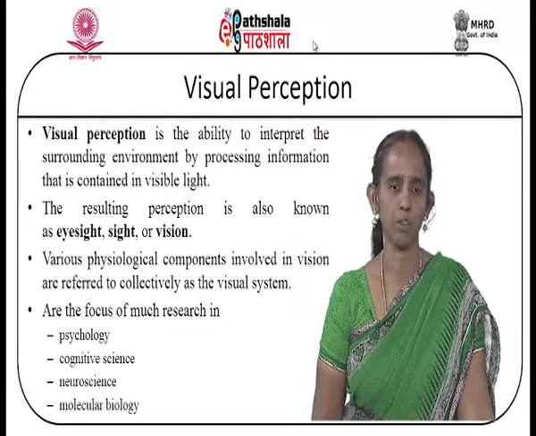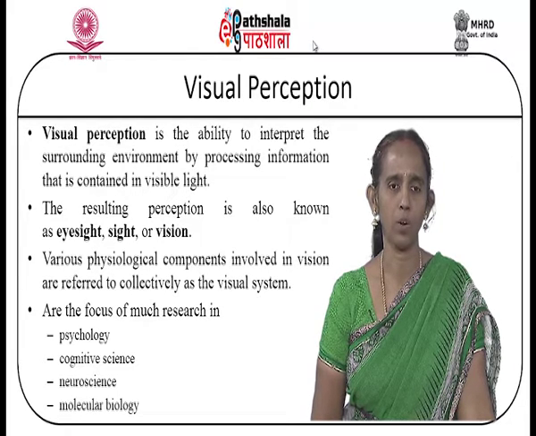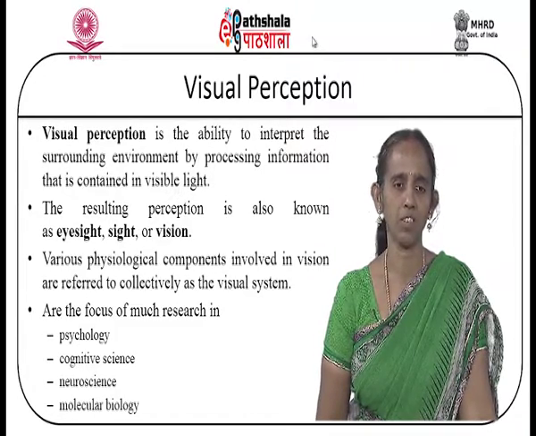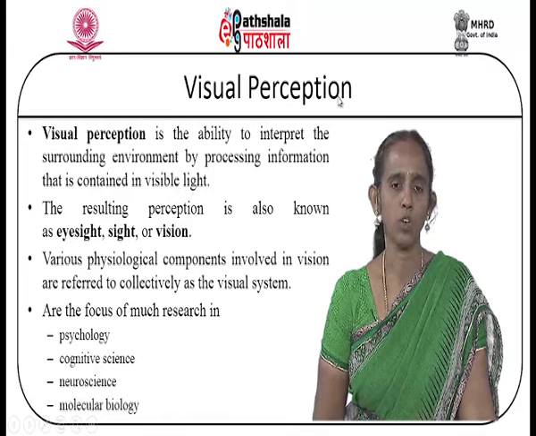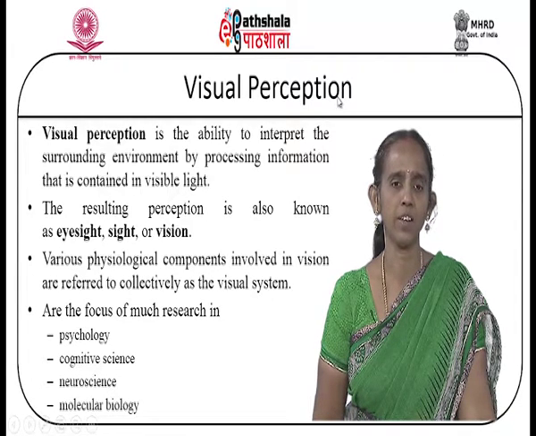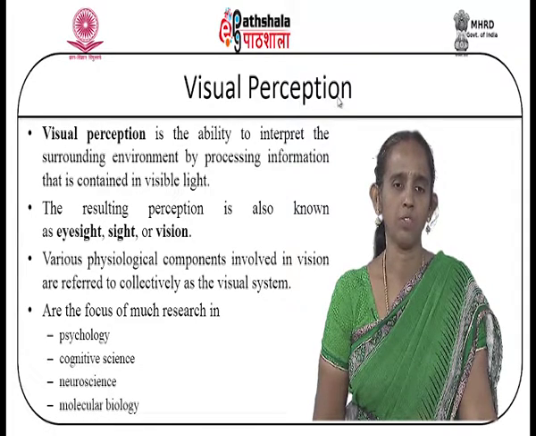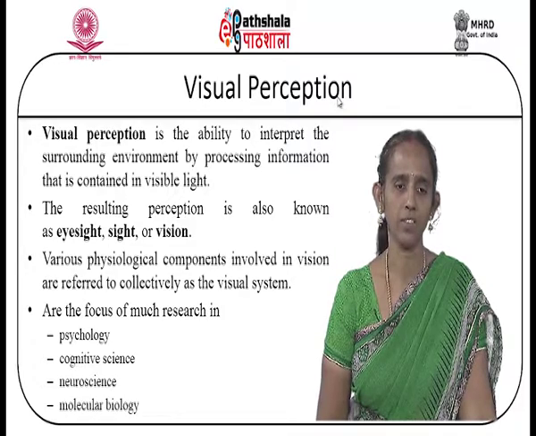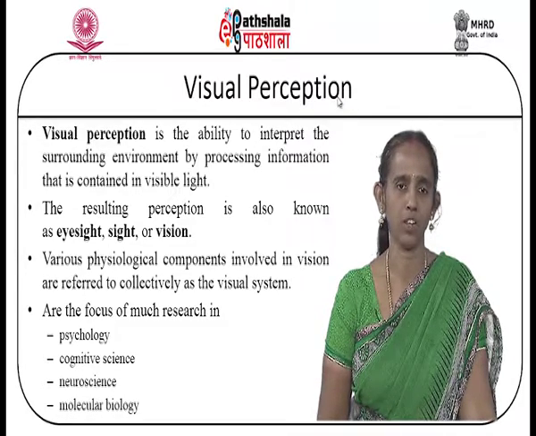So what is visual perception? Visual perception is the ability to interpret the surrounding environment by processing the information that is contained in the visible light. The resulting perception is also called eyesight, sight, or vision. Various psychological components involved in vision are collectively referred to as the visual system. The focus of this visual system has much importance and research in subjects like psychology, cognitive science, neuroscience, and molecular biology.